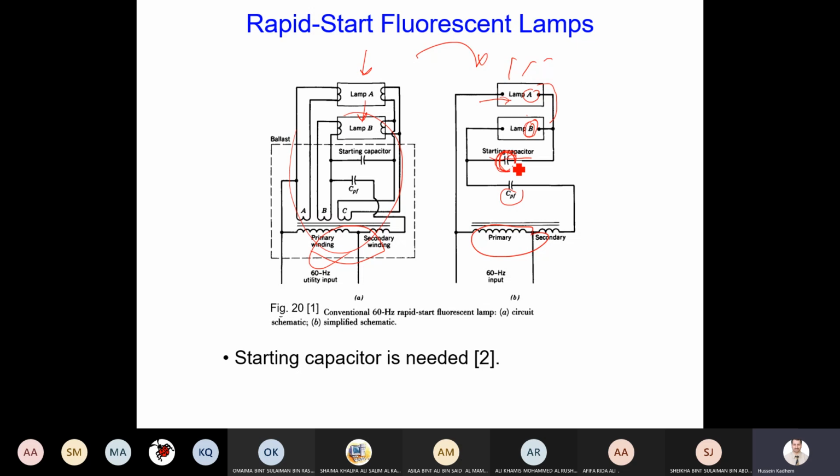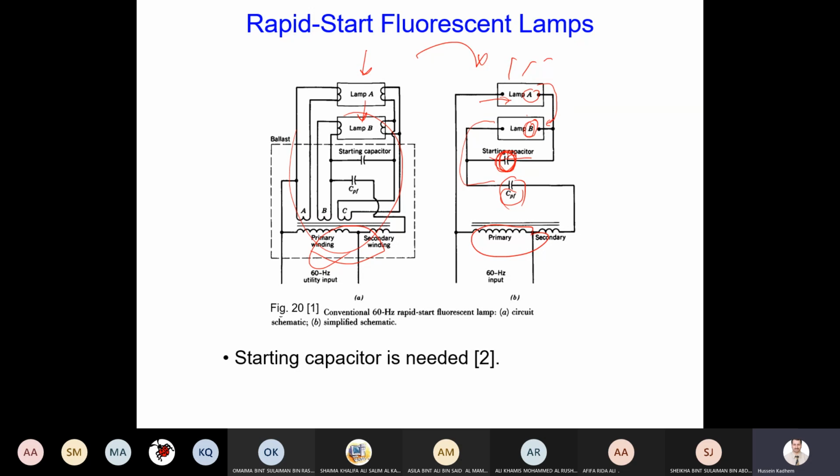Then this is charged. The voltage now applies across lamp B. So lamp B also will spark and then light will come on, and then we continue. The capacitor here will keep providing the required compensation for reactive power. Okay. Now, until now, this is how the conventional one works.